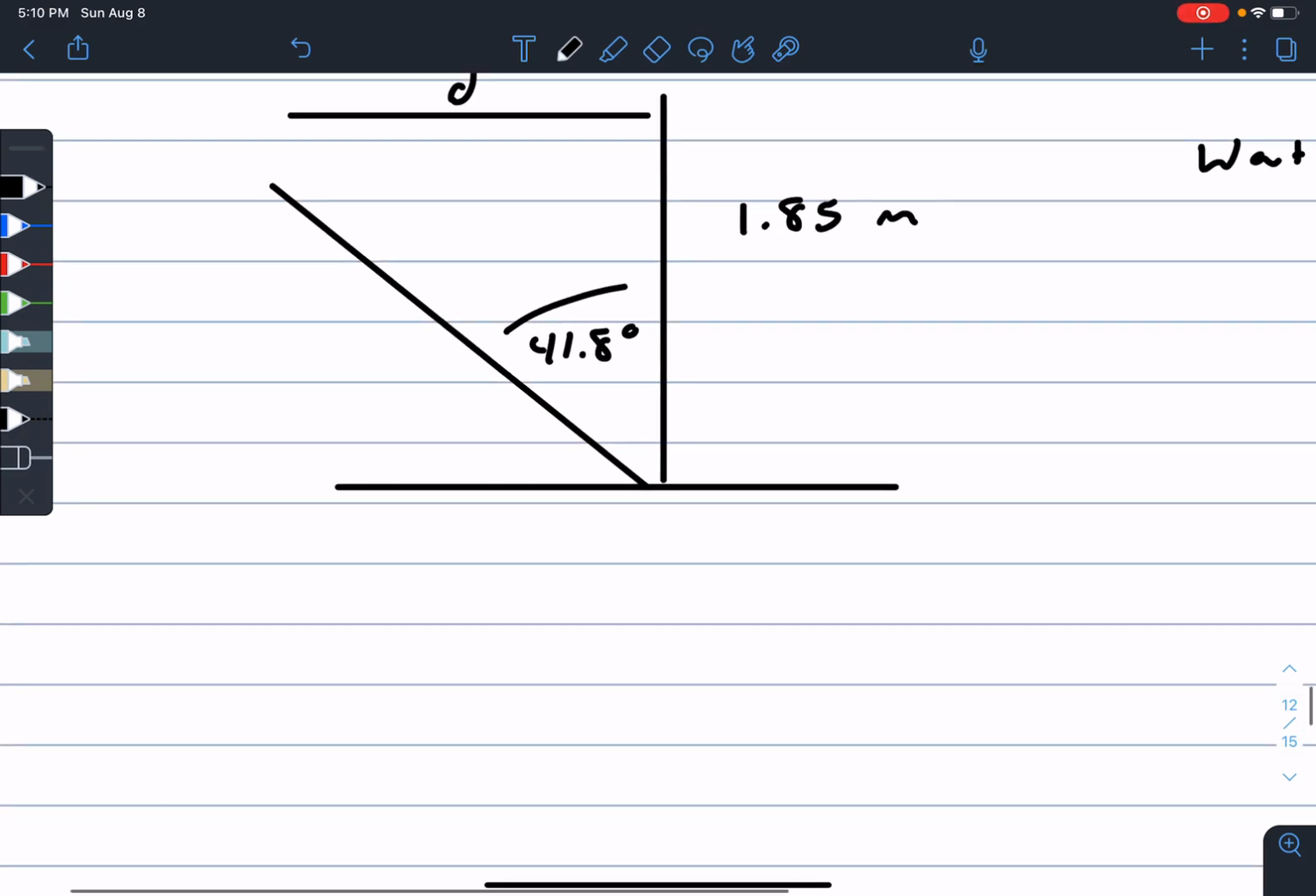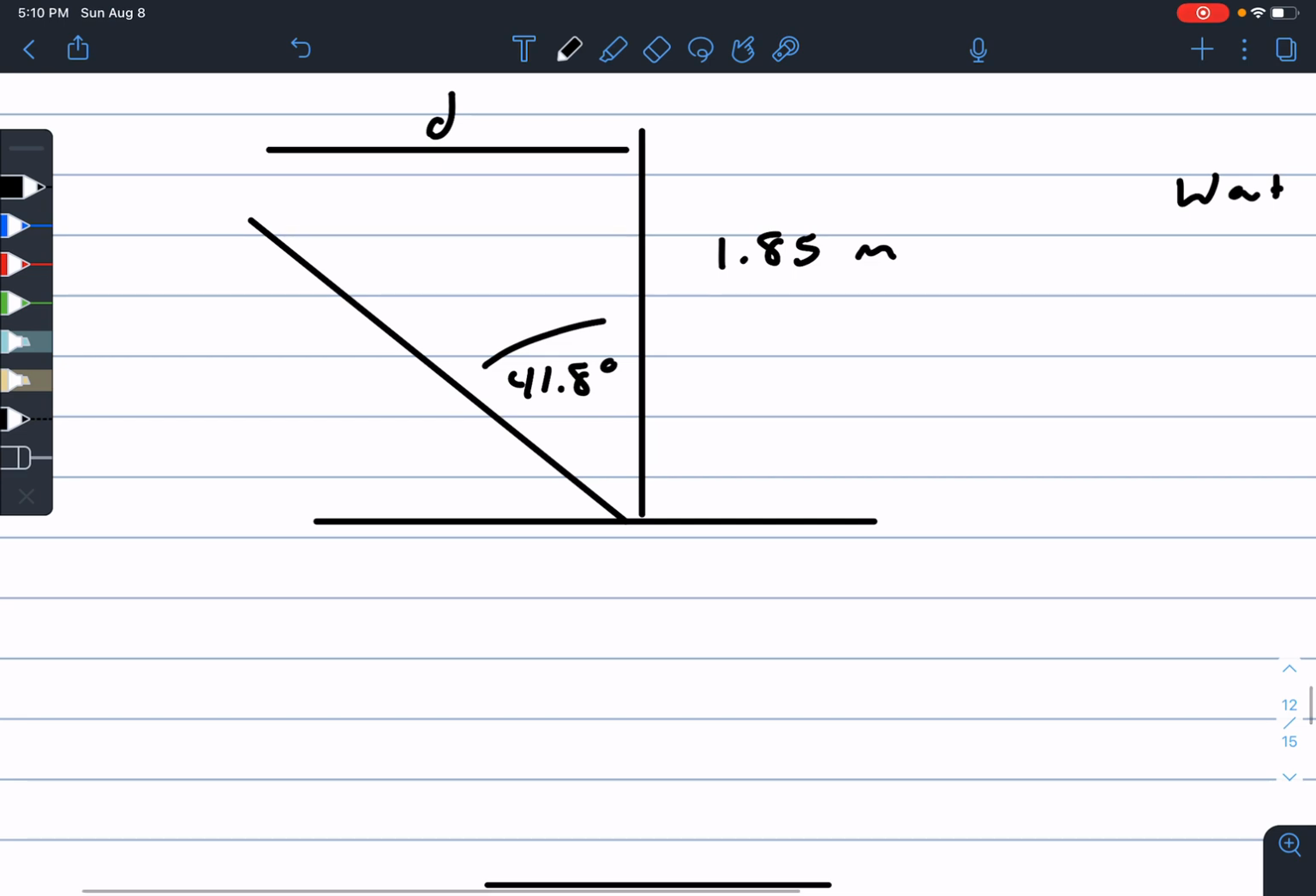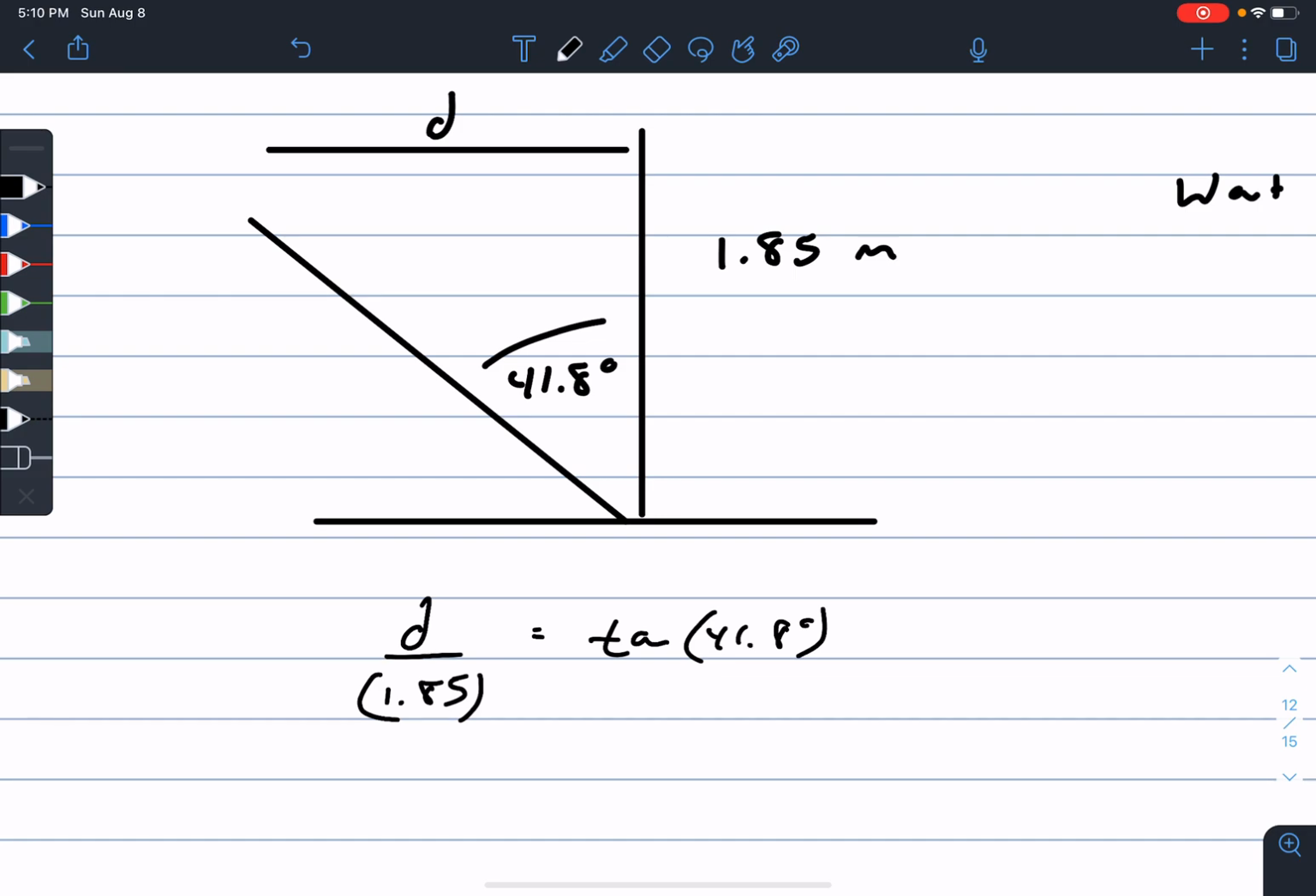So all we have to do is rearrange some stuff here. Because of the way this triangle is set up, it's kind of sideways, right? So this would be your angle, this is going to be your x, and this is your y value. So d is our y value. So y over x is equal to tangent of 41.8 degrees. And then we take this to the other side, 1.85 meters.